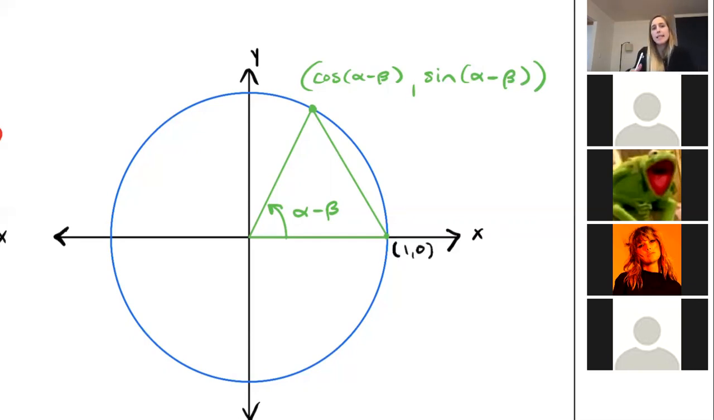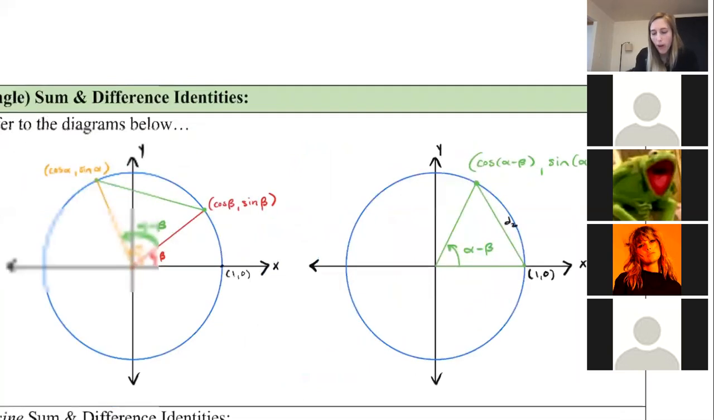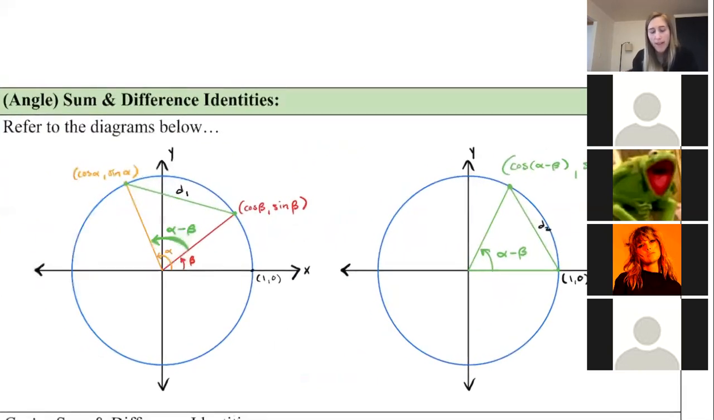The distance between the two points on the unit circle hasn't changed, but I'm going to call that distance d sub 2. And you can see from the two pictures, even if my picture is slightly off, that theoretically d sub 1 and d sub 2 should be equal to each other, right?